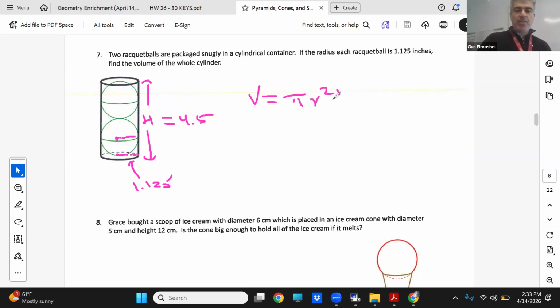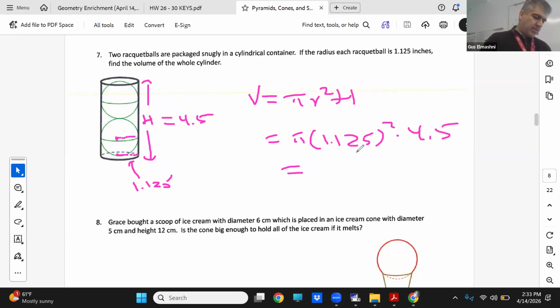Pi r squared h. Pi times 1.125 squared times 4.5. And whatever that is, 5.7 pi. Or I'll just multiply the pi out. Let's get a decimal. So you get 17.9. Okay. And that's cubic inches.